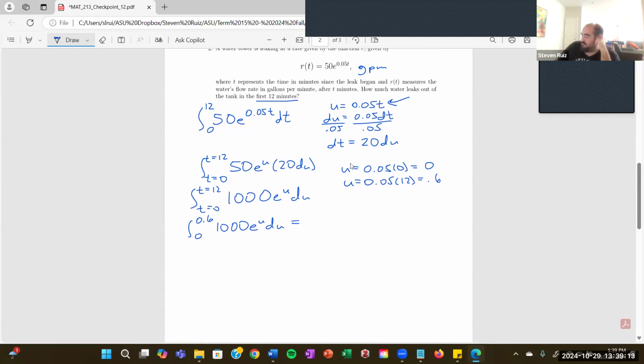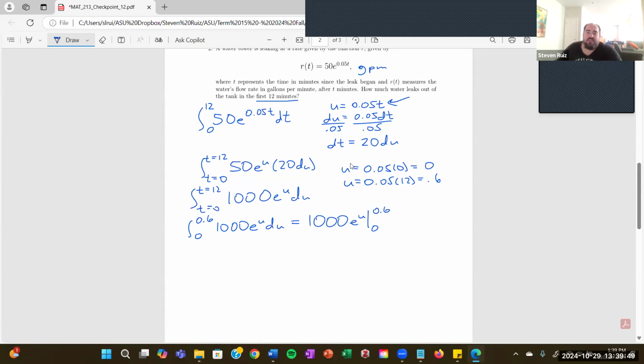So the beautiful thing about rewriting this integral, like substituting this integral, now this is like the simplest integral there is. Like the integral of e to the u is e to the u. So this becomes 1,000 e to the u, and we're going to evaluate at the limits 0 and 0.6. And I want to emphasize again here, I'm not going to deal with t ever again. I'm going to plug in those limits for u. I'm going to get a number, and we're going to be done.